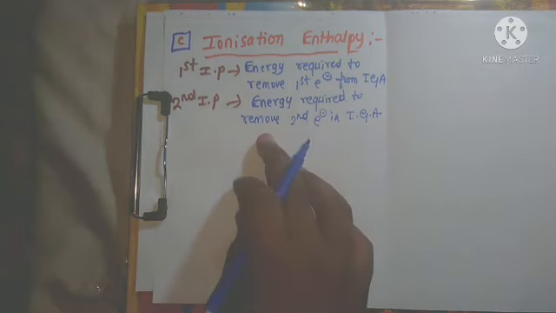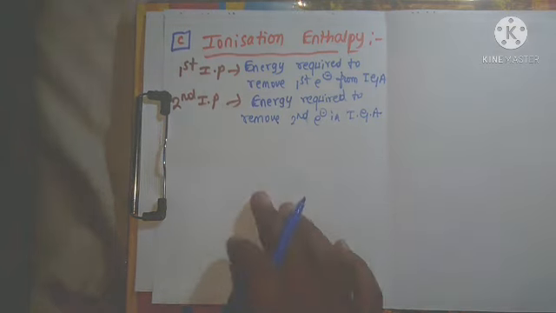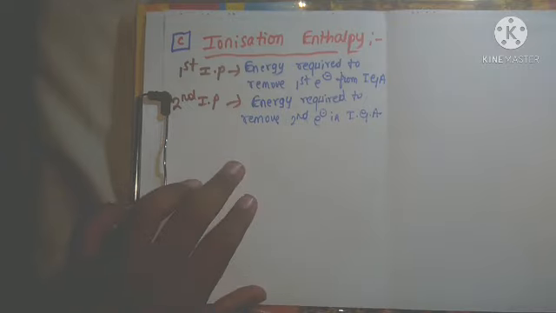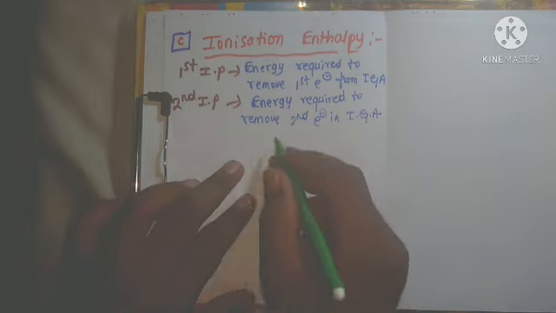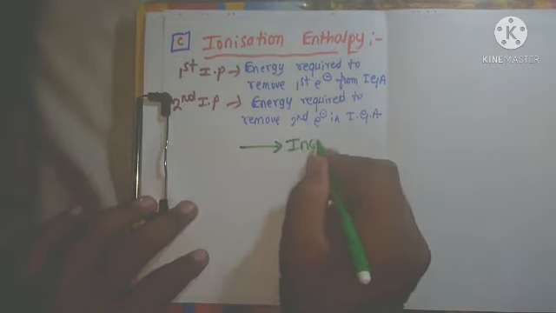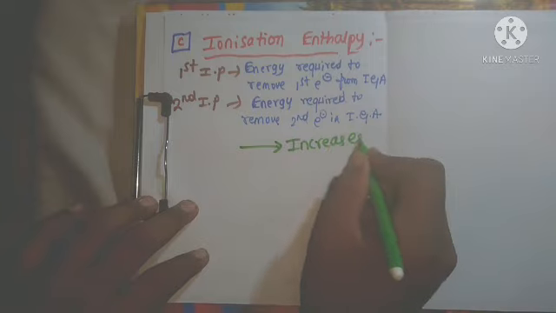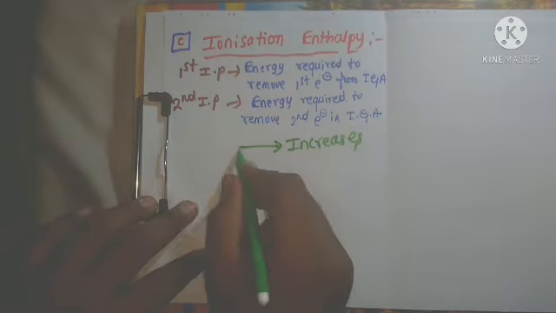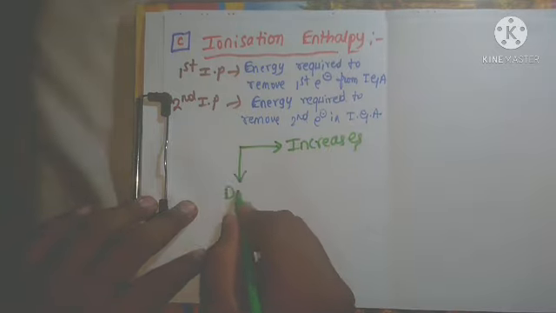Now just remember this one. Again, it is opposite to that of the atomic radius. How will it vary? Opposite to that of the atomic radius. Along a period, ionization potential energy increases, and along a group it decreases.